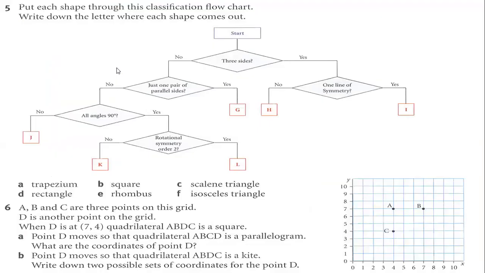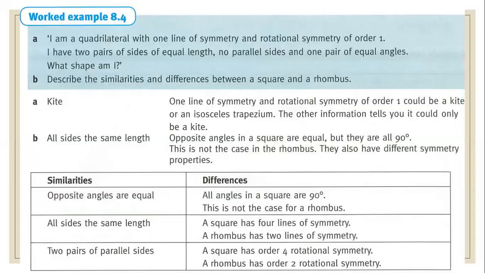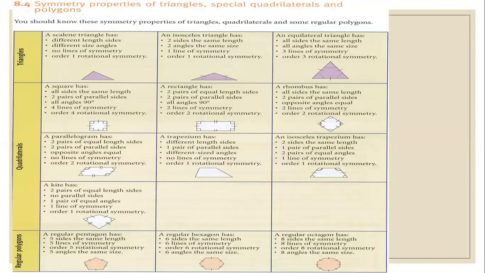Equilateral triangle. Okay. Now I have four sides. I have one line of symmetry and rotational symmetry of order one. Okay, so four sides means he's talking about a quadrilateral. Two of my angles are equal and I have two pairs of equal length sides. So he's talking about a kite, rhombus, and all these things. Okay, any one of these, or a trapezium like this.